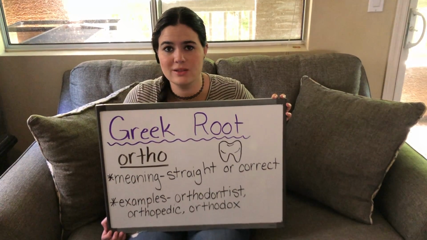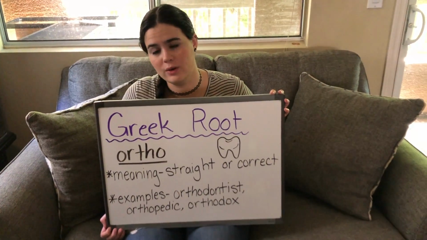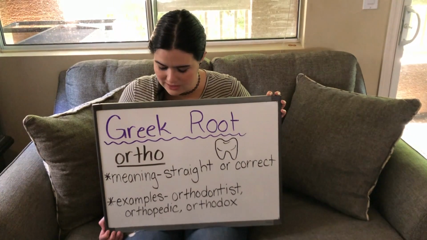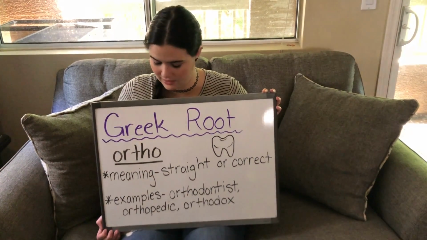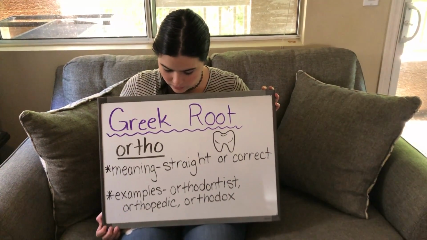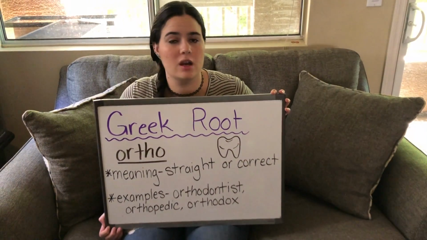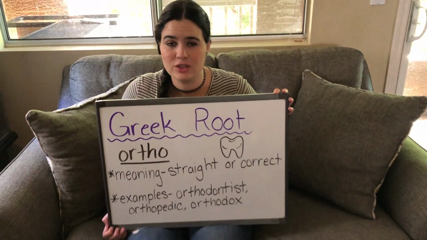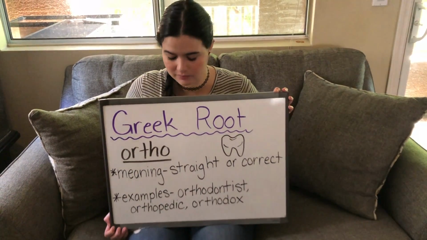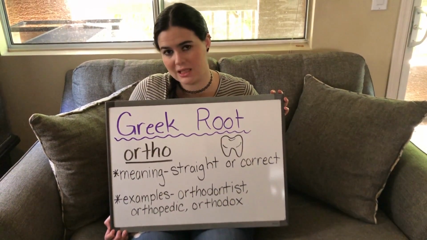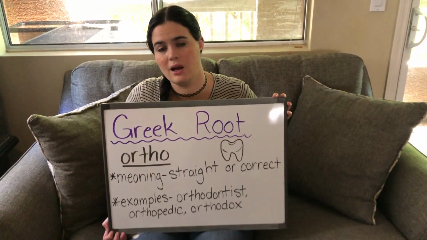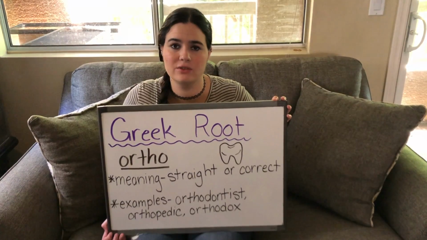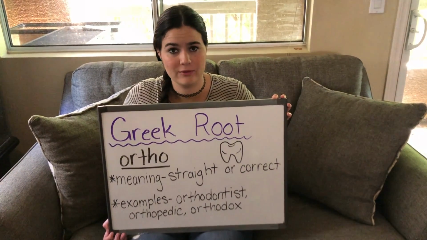This week's root word is ortho. Ortho is Greek in origin, and its meaning is straight or correct. A few examples of words that use ortho in them are orthodontist, which is a type of doctor that you might go see to help you straighten or fix your teeth, especially if you need braces or a retainer. Orthopedic, which is a type of medicine that focuses on fixing bones, making sure that they're straight, especially after they're broken or they might be fractured.